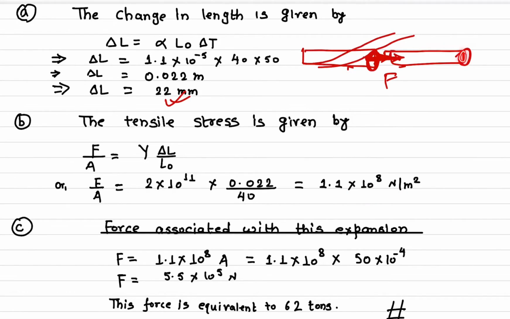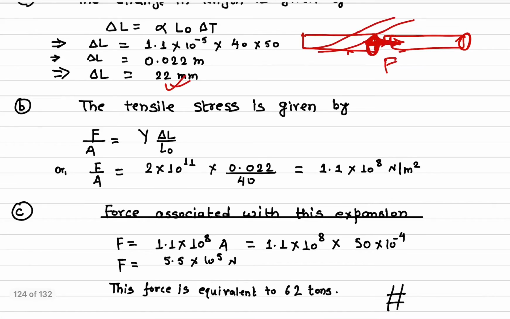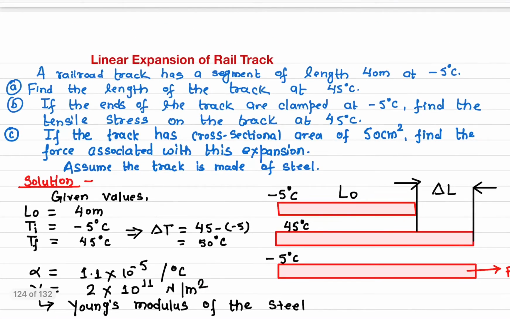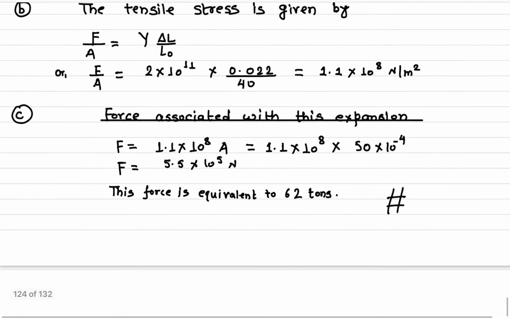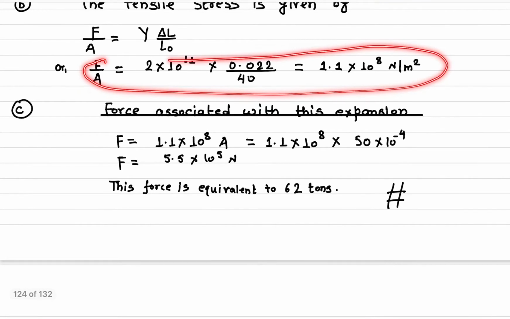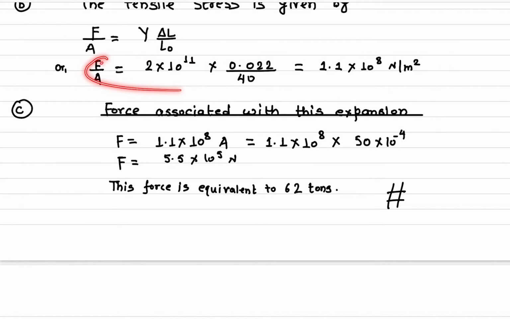Now let's say we know the cross-sectional area of the railroad segment, and in this case the cross-sectional area of each segment is given here, which is 50 square centimeters. How do we calculate the force? The force per unit area is given by this number. To calculate the force, I need to multiply by the cross-sectional area. You have to change it to square meters. And the force is this value here, 5.5 times 10 to the 5 newtons.